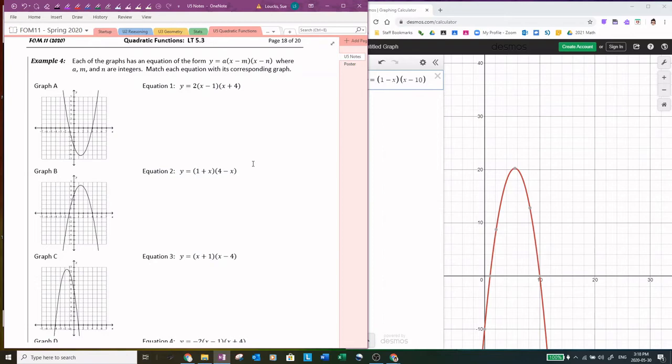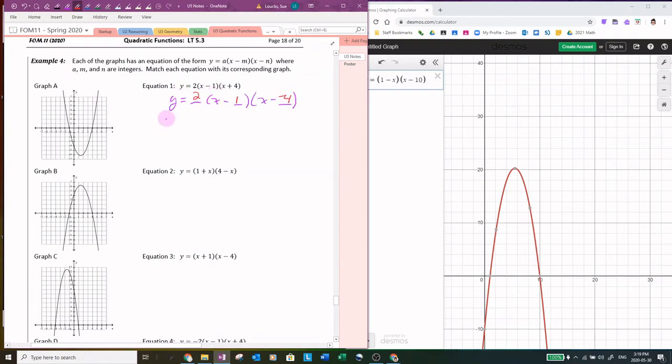So the strategy here would be to take each of the equations and find the important points on the equation, that is the y-intercepts and the x-intercepts, and then see which way it opens, up or down, and see which graph it matches. Okay, so this one I can write as y equals something times x minus something times x minus something. Okay, so let's fill in our somethings. This is 2, this is 1, this is negative 4.